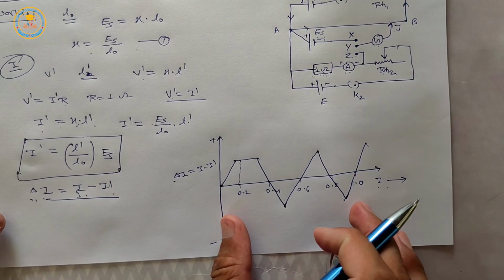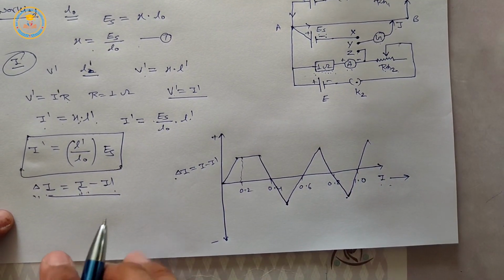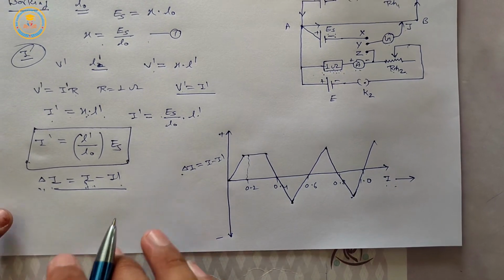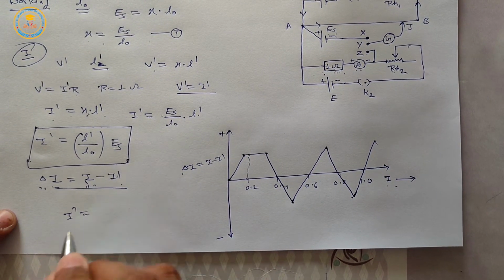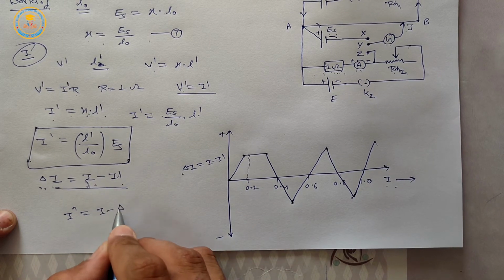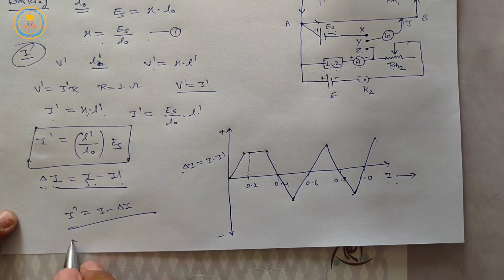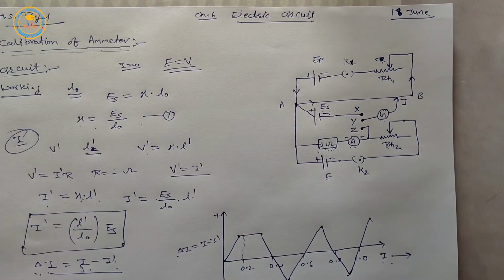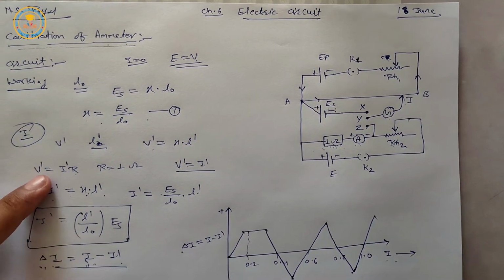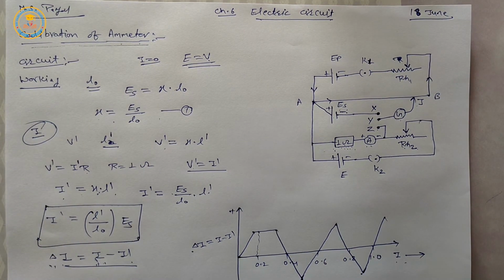From this graph we determine the exact value of current, which is I dash. So I dash is equal to I minus del I. This is the exact value of current. So this is the last application of the potentiometer, which is the calibration of an ammeter.